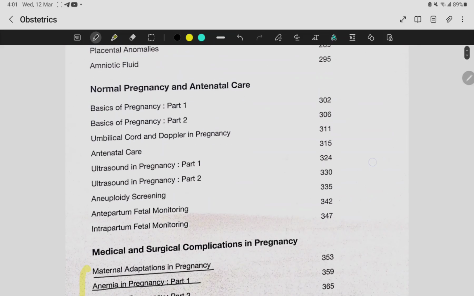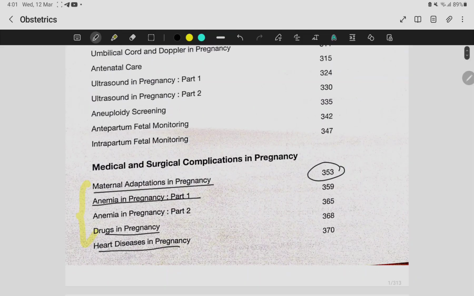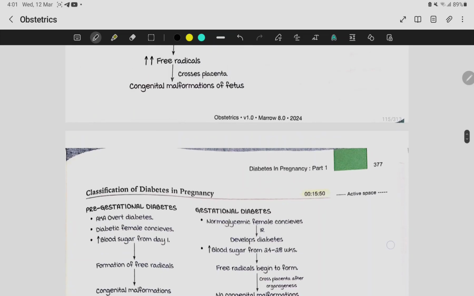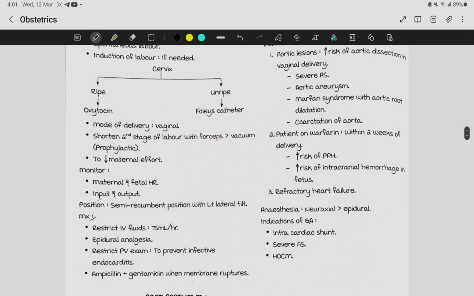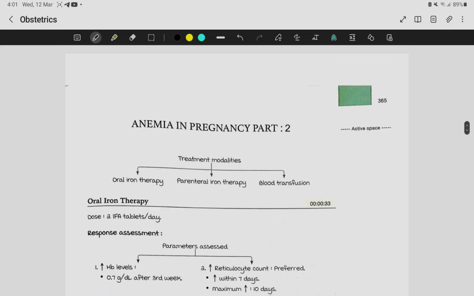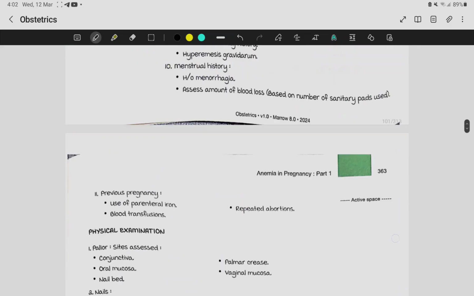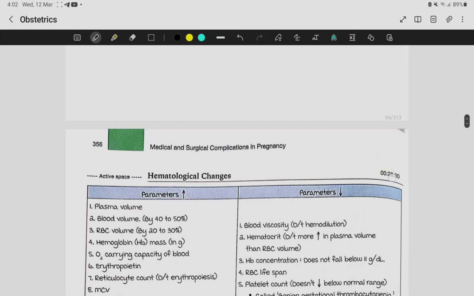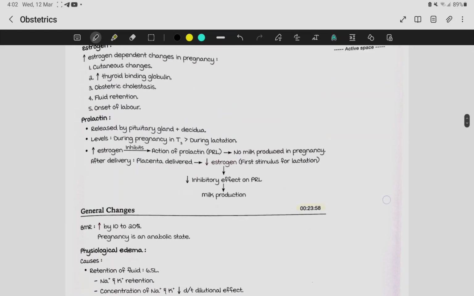So let's go to page number 353. Okay, 353. Okay.